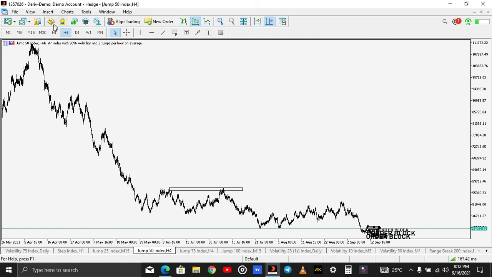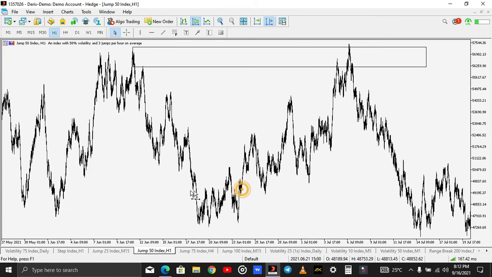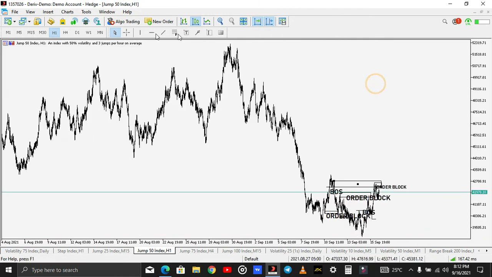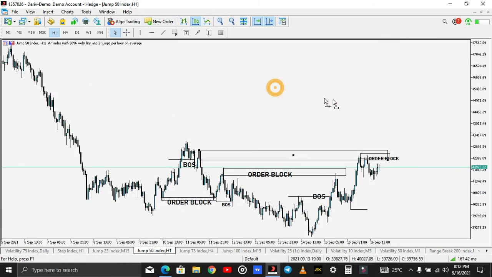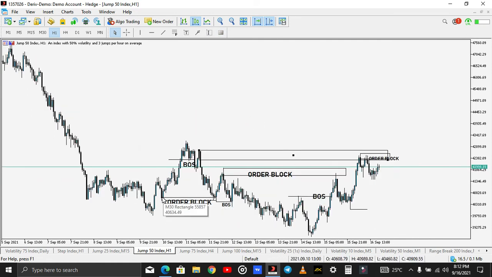So the only order blocks that will be more valid, the best trades that you'll be getting here, are sell trades. So this order block, can you see that price came back to this order block and respected it? It did not break it. So that's basically how to identify an order block. There's another order block here.